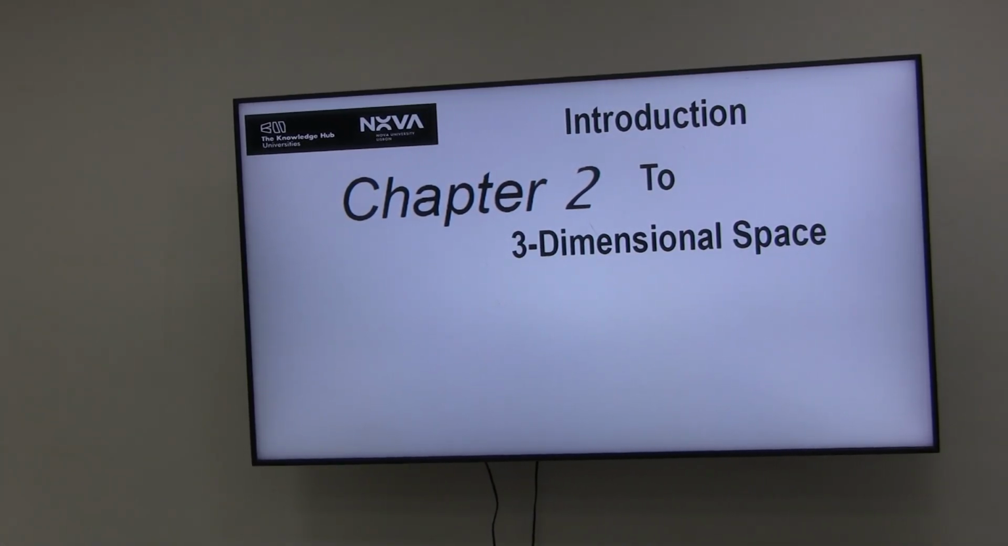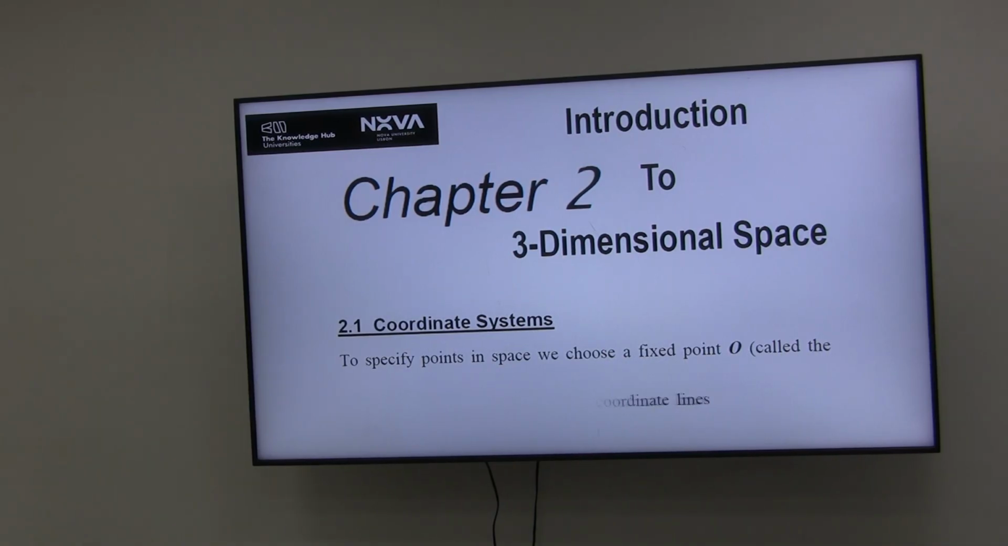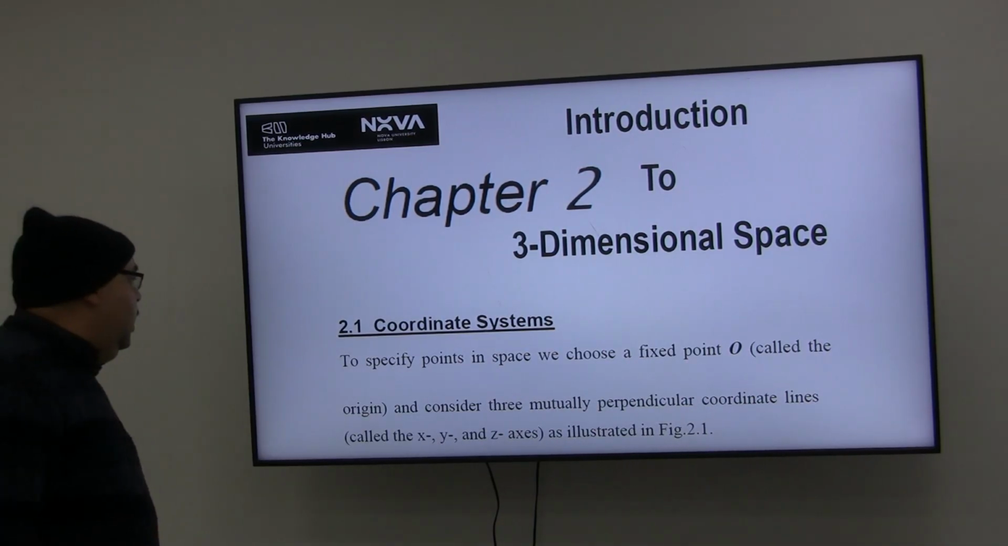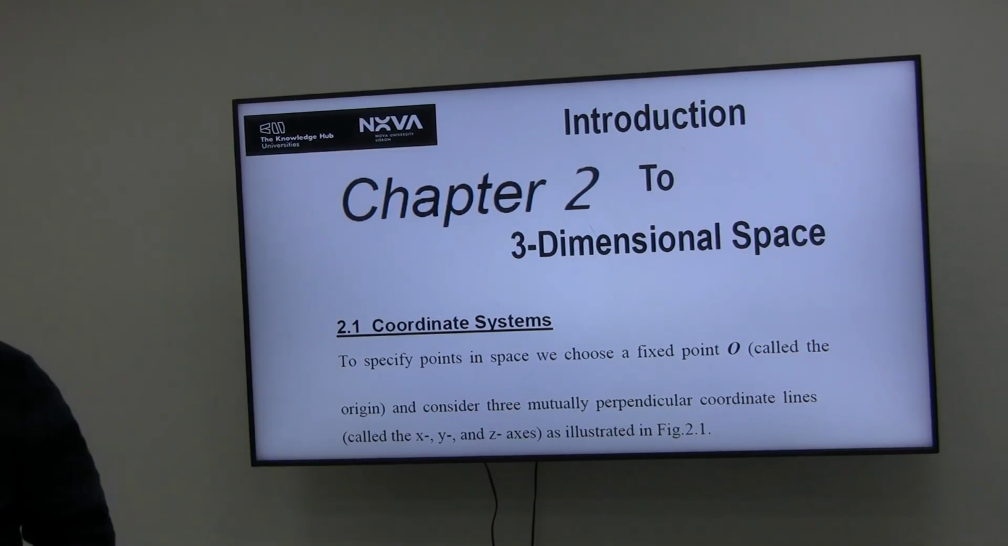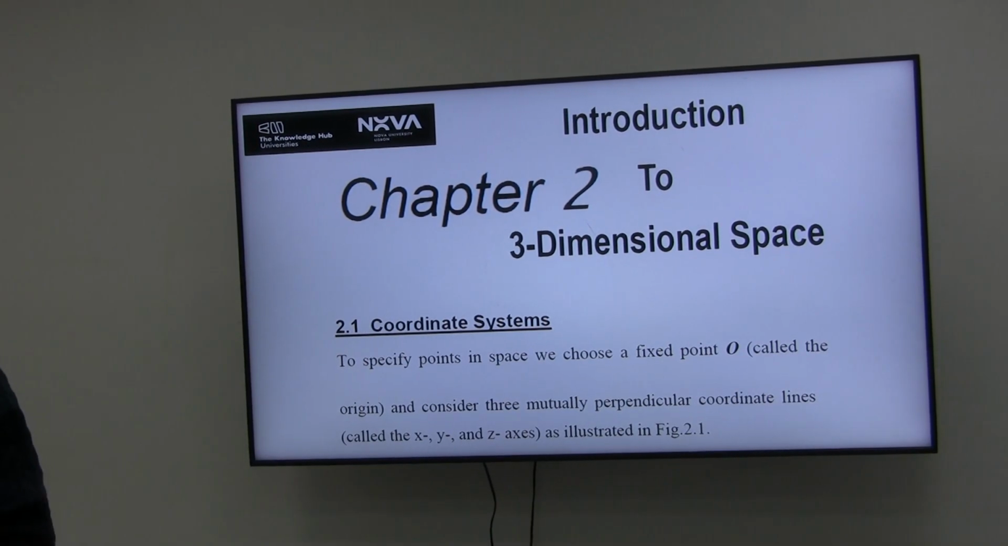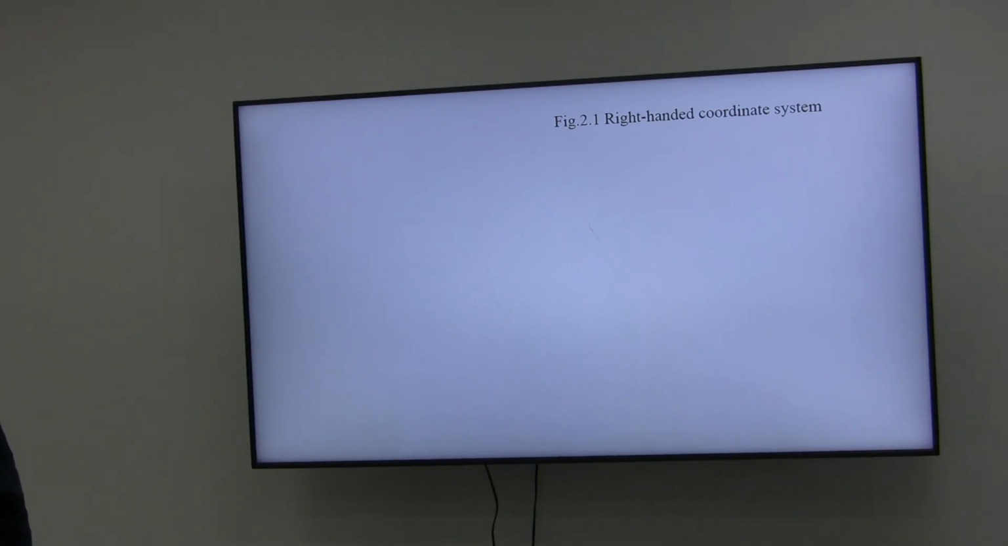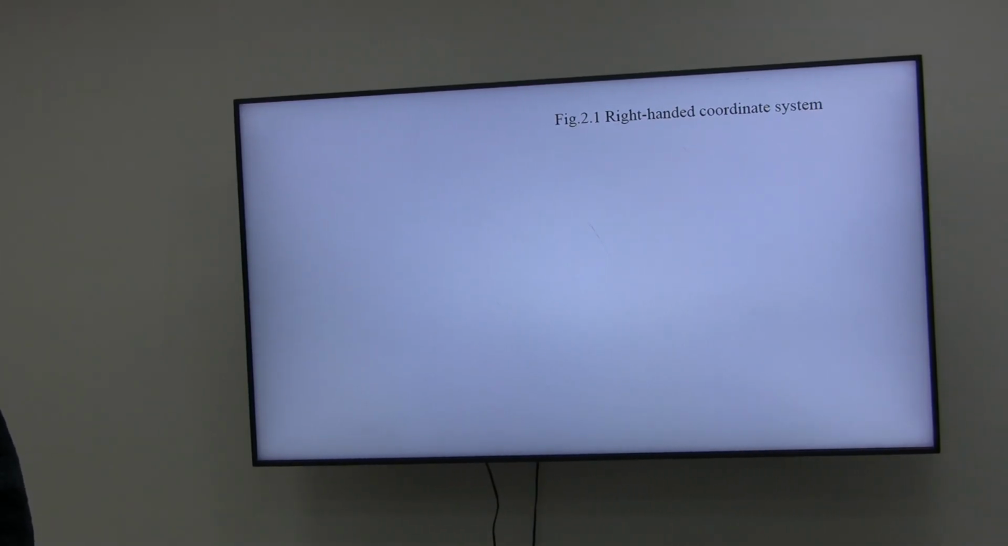Introducing our introduction to three-dimensional space, the first thing to have is a coordinate system. The coordinate system that we all know is the Cartesian coordinate system. What's the Cartesian coordinate system, Mr. Faisal? The Cartesian coordinate system is X, Y, and Z.